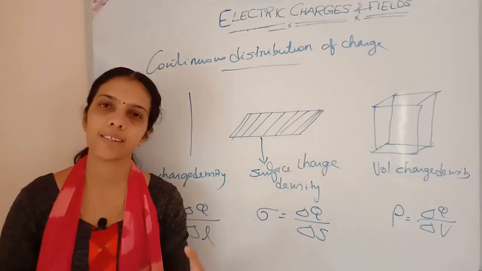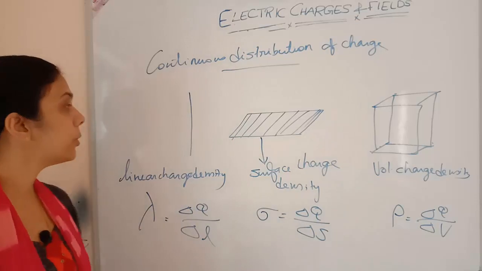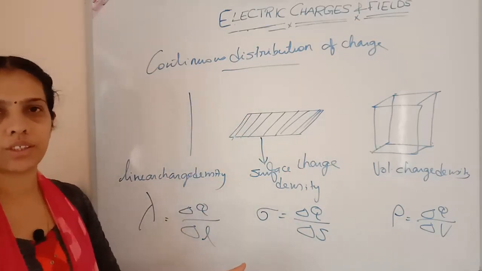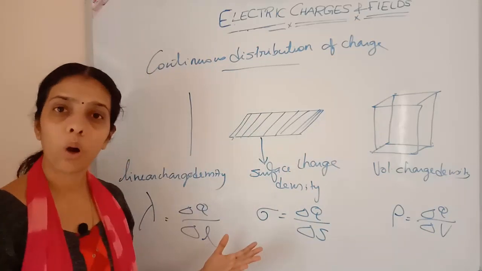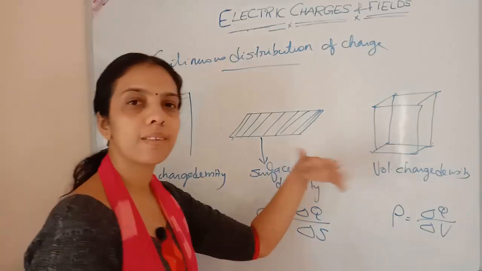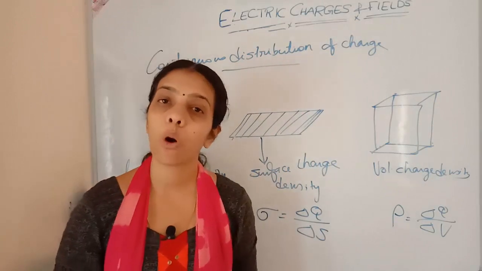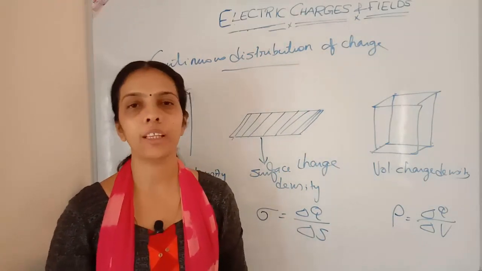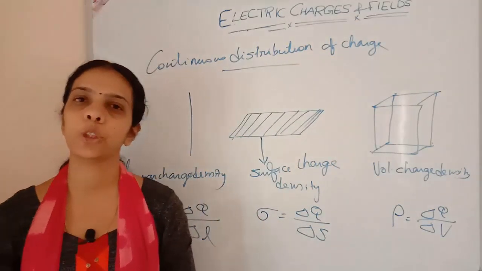We can't always consider the charges as point charges. If charges are distributed on a surface, then we should consider the surface charge density. If charges are distributed on a rod, then we should consider the linear charge density. If the charge is distributed in a particular volume, then we should consider the volume charge density instead of considering it as a point charge. Clear? What is the importance of this continuous distribution of charge?